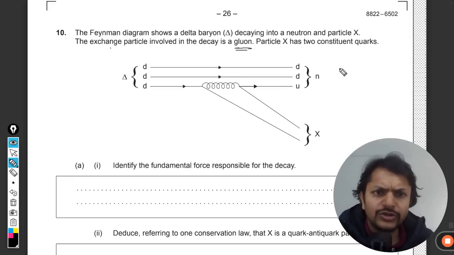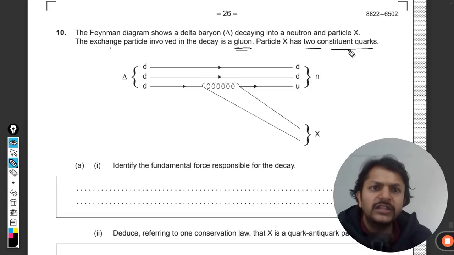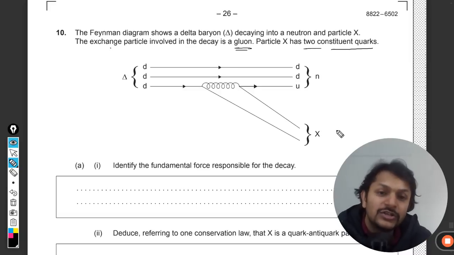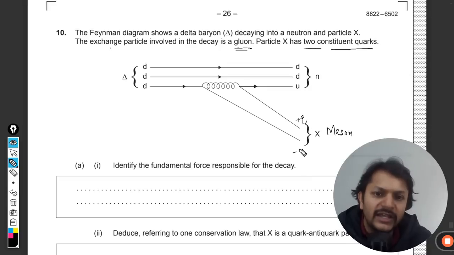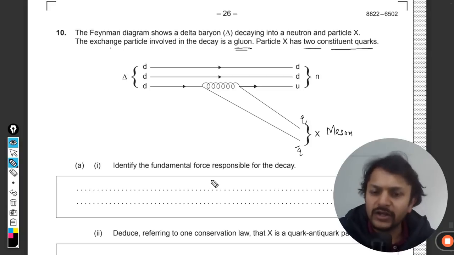Particle X has two constituent quarks. So first of all, there is no such particle which has two quarks other than the meson. So definitely this is going to be a meson. One will be a quark and another will be the antiquark, isn't it? So we can just say Q and we can take it as Q bar, antiquark.